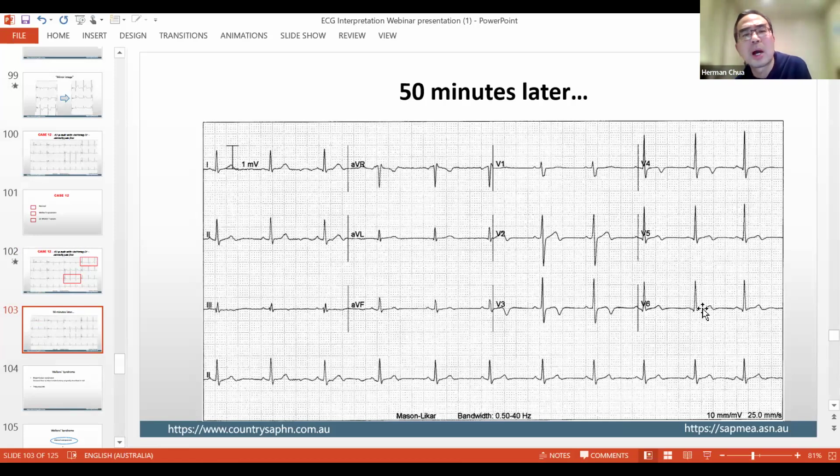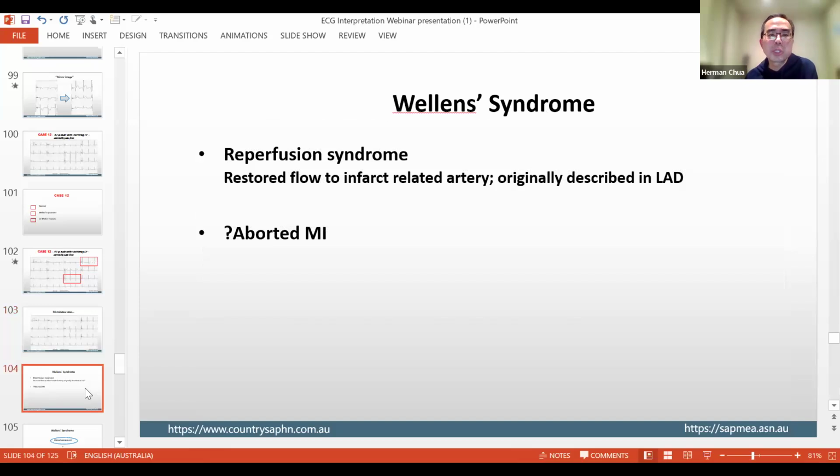V6 is beginning to be biphasic. Okay, so the development of Wellens waves there. What's Wellens? Wellens is a reperfusion syndrome. To explain it simply, it is a once occluded artery which has now opened up or reperfused spontaneously. In fact, if you open up this artery in the lab, it will actually show these changes as well, except that we don't record the ECG, we don't see it.